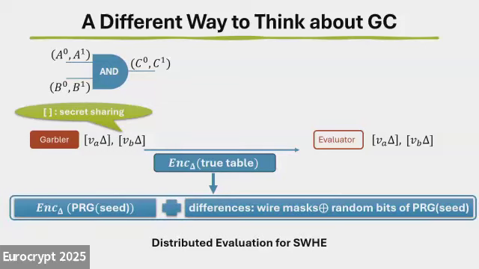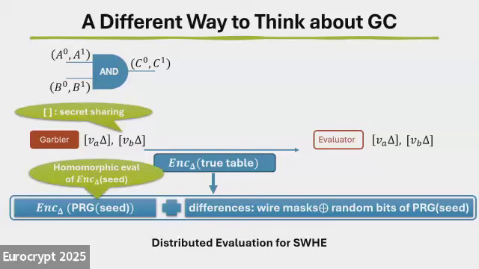And then instead of sending over the garbled, the encrypted truth table, we divided this encrypted truth table into two parts. The first one is the encrypted random bits, and these random bits are produced from a PRG. The other part is the so-called difference bit, which is the wire masks further XORed with these random bits from the PRG. With these two parts, we can efficiently reconstruct the encrypted truth table.